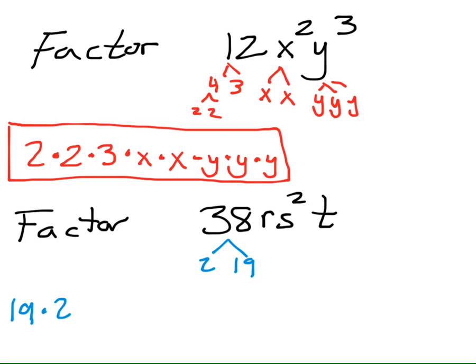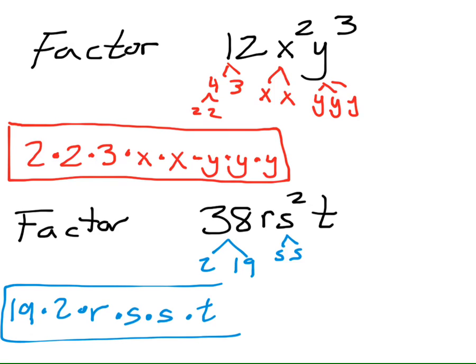Can I break down R any further? No, it's just R, right? It doesn't break down into anything else. So times R. But S squared is 2 S's being multiplied. So that's times S times S. T can't break down any further.